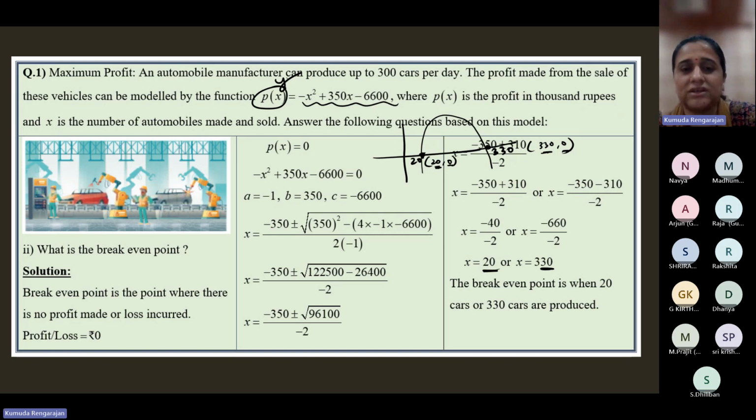The parabola intersects the x-axis at these 2 points, 20 and 330. The coordinates 20, 0, 330, 0. So when x is 20, y is 0. When x is 20, meaning when the number of vehicles manufactured is 20, y is 0, meaning profit loss 0, no profit. Similarly, when they produce and sell 330 vehicles, again the profit and loss is 0. So at these 2 points, the company sees the break-even point.